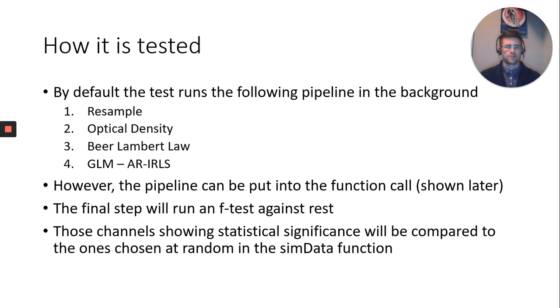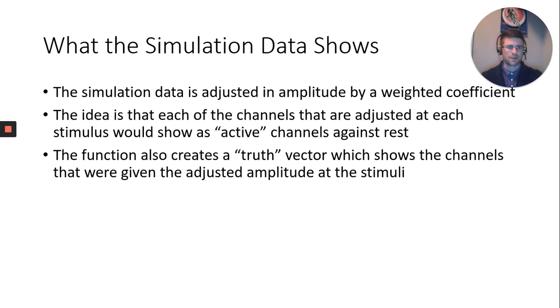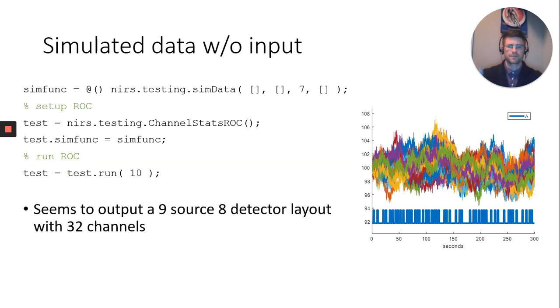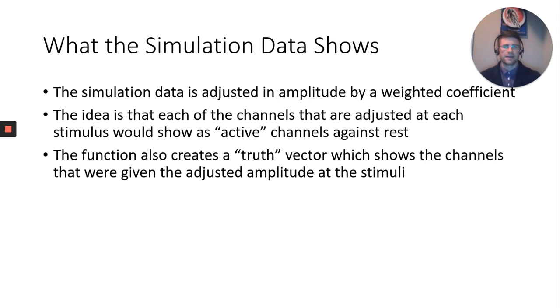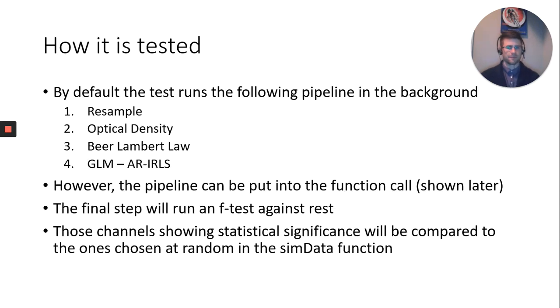If you don't include a pipeline into this ChannelStatsROC, by default, it will perform this: resample, optical density, Beer-Lambert law, and then a GLM. The GLM will actually do the F test against rest and will give you your statistical values and will enable the ROC curve.